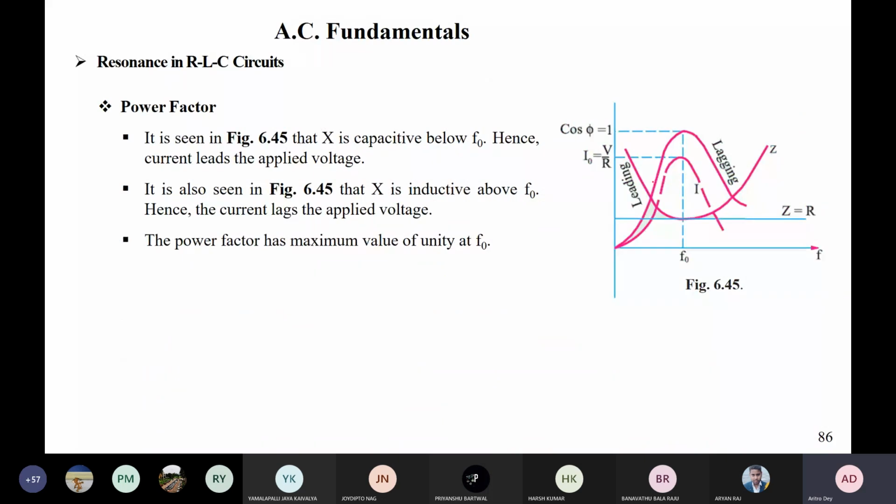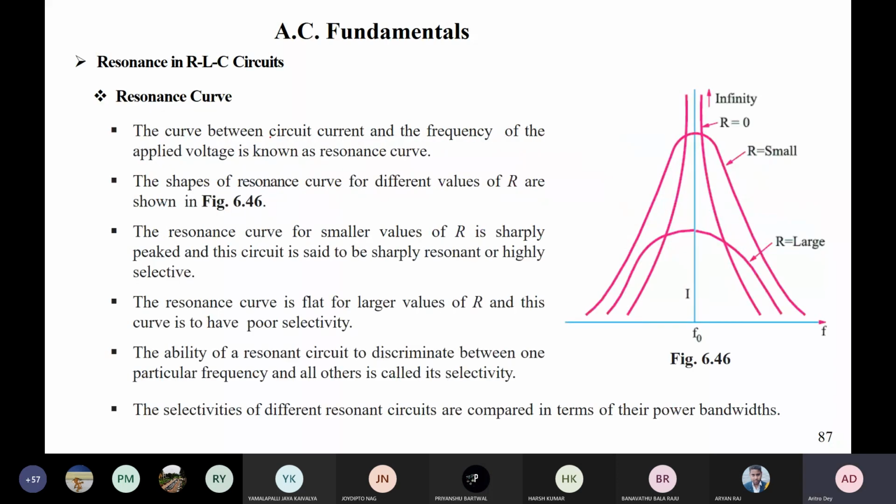So power factor also, we can say at resonance it is 1, and here you can see these are the two different plots we are giving. This is your cos phi. So cos phi is equal to 1 at resonance, and then it goes low. When f equals 0, it is 0, and when f tends to infinity, it again approaches 0. So this is how power factor will look, and this is your current, and this is your impedance.